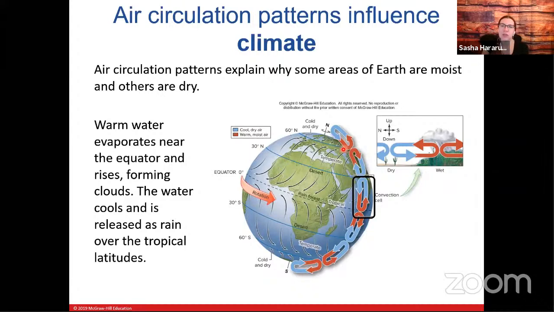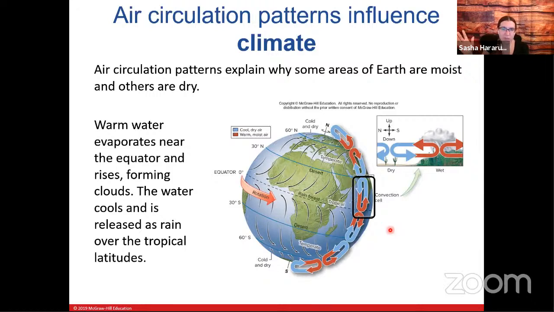And the dry air travels to the polar latitudes, 90 degrees north and 90 degrees south, and that is why we have Arctic deserts. Okay, these are areas around the globe that do not get a lot of rainfall, do not get a lot of moisture, and are very, very cold. Okay, that is the movement of air and the reason why we have lush vegetation in the tropical forests.